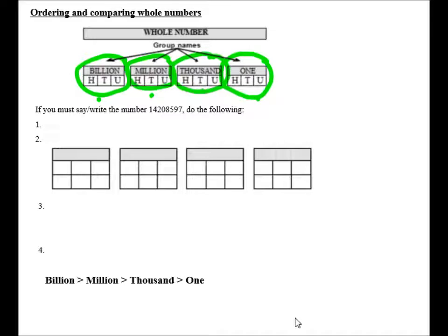So if we have a look at our number, 14,208,597, in order to read that number, what we do is we count in threes from the back. 1, 2, 3, 1, 2, 3, and now we have 14, 208, 597. Then we've got to remember the smallest group are the ones, and in the ones we have hundreds, tens, and units.